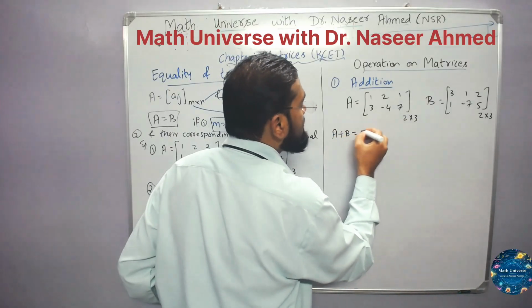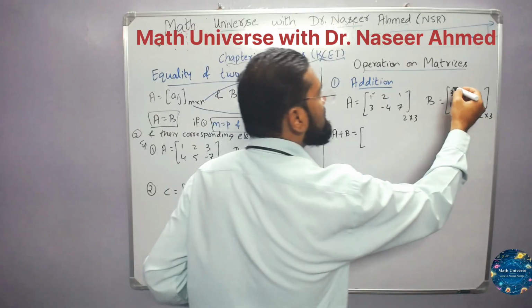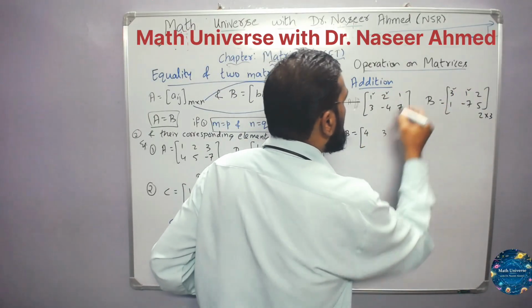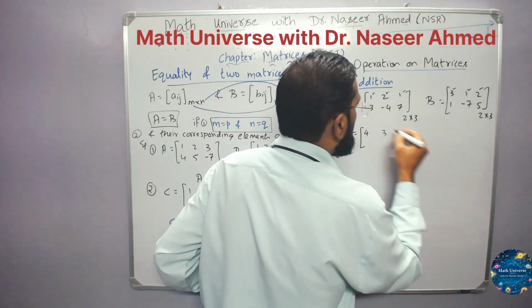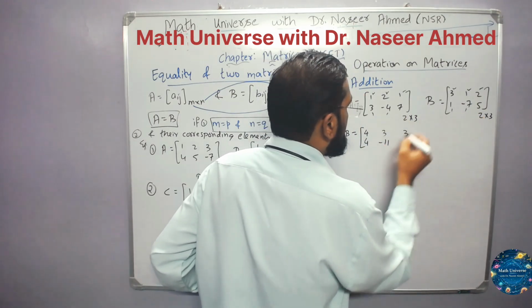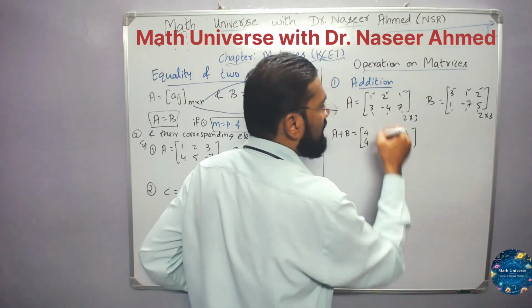How are we going to add? Corresponding elements should be added. Meaning to say, this is the first element, add with this, 1 plus 3, 4. And here 2 plus 1 will be 3. 3, 1 plus 2 will be 3. 3 plus 1 will be 4. Minus 4, minus 7 will be minus 11. 7 plus 5 will be 12. And what's the order here? 2 rows and 3 columns.